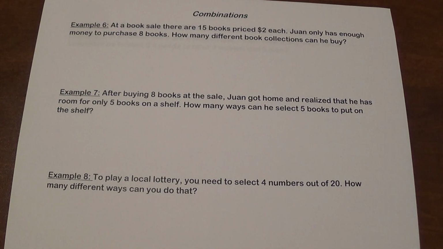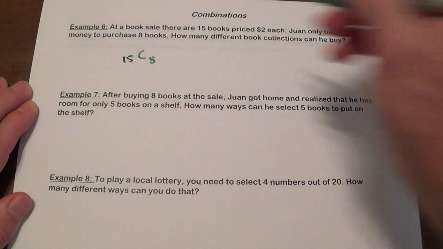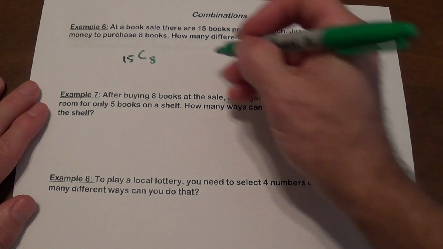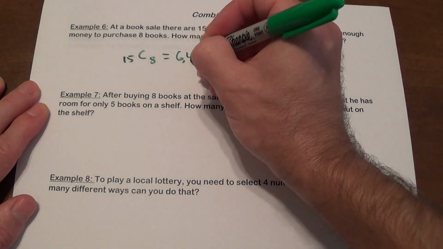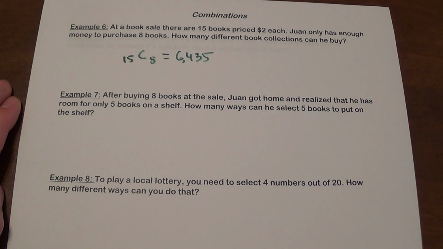At a book sale, there are 15 books priced $2 each. One has only enough money to purchase 8. How many different book collections can he buy? So we're selecting 8 out of 15, no order involved again. So we're just going to write 15C8 and type it in the calculator. 15C8 can be done 6,435 different ways.